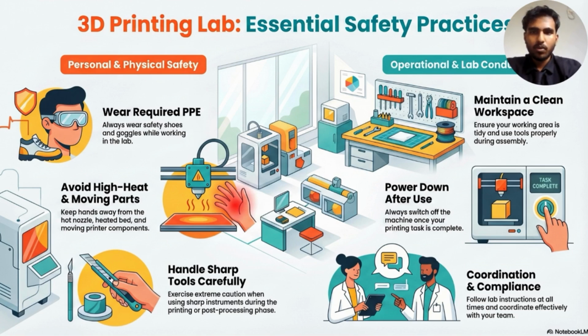So now I'm going to explain the safety practices that we applied during our project. Basically, safety is very important in engineering design, especially when handling 3D printing machines and mechanical components. There are many safety practices, and here are some that I'm going to explain. First, we need to wear proper PPE such as safety shoes and goggles to protect ourselves in the lab. Second, we need to avoid contact with hot or moving parts like the nozzle and heated bed because they can cause burns or injury.